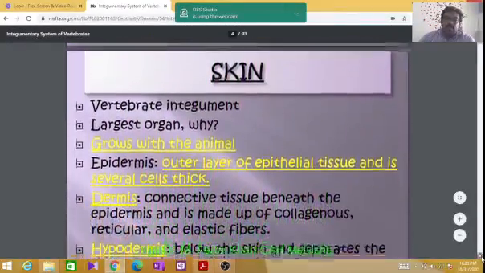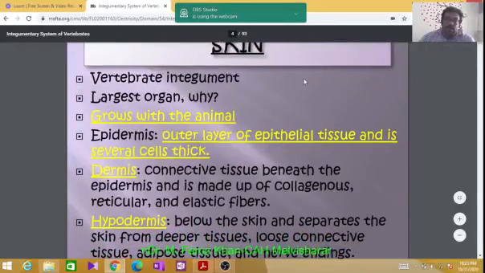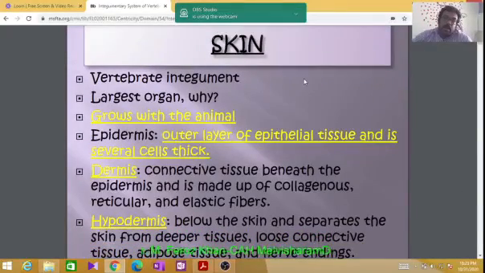The first one is the skin. It is the vertebrate integument. It is considered the largest organ. Why? Because it grows with the animal. It has three layers: the epidermis, dermis, and the hypodermis.